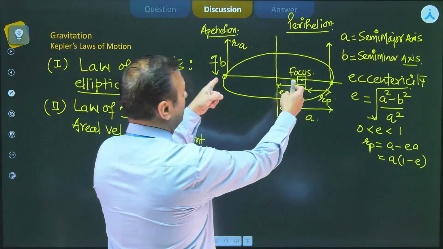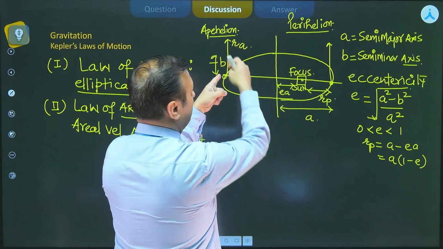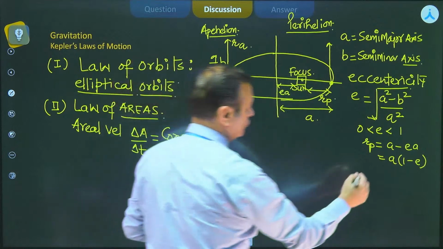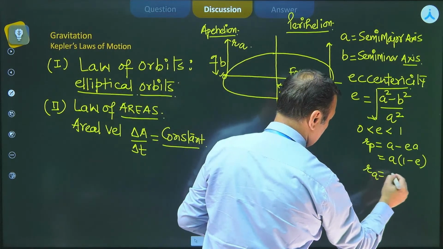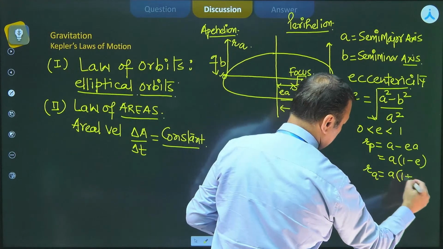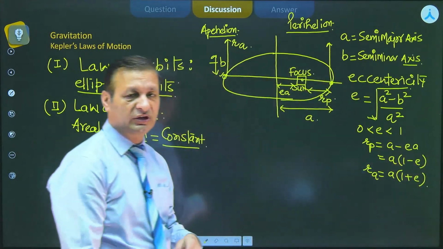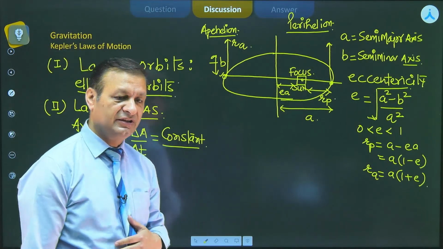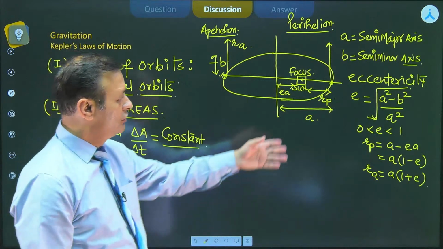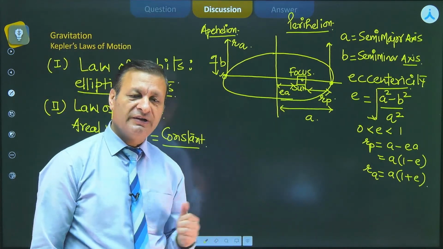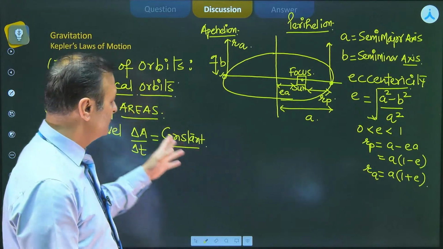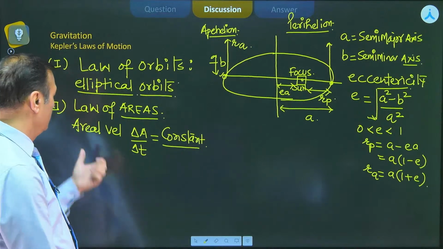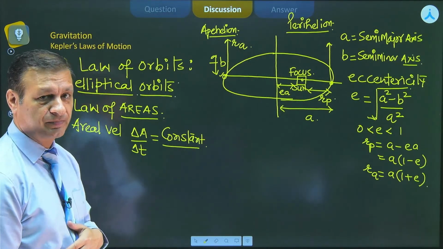And when you look at RA, that is the distance of the aphelion position from the sun. So this is A plus EA. That gives you A times 1 plus E, where E is eccentricity. Good, Nishant. Any doubt from this part? If you have any doubt, you can still confirm it. Now we are coming to develop this second law of areas, areal velocity.